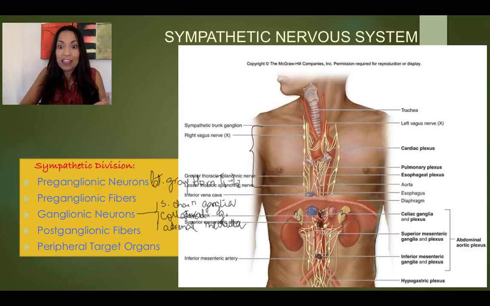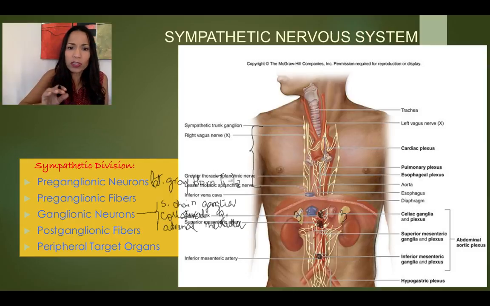So this is like a modified ganglia. The ganglionic fibers in here are going to produce the hormones or neurotransmitters, which are adrenaline and noradrenaline, or maybe you know them as epinephrine and norepinephrine. It's the same. Okay? So those are the locations of the ganglionic neurons.